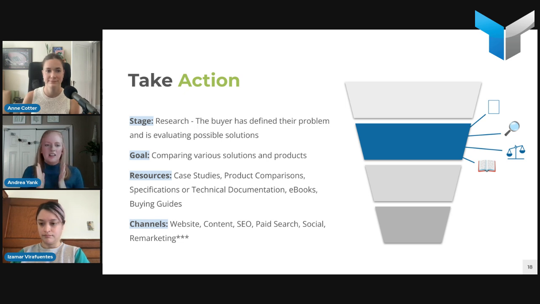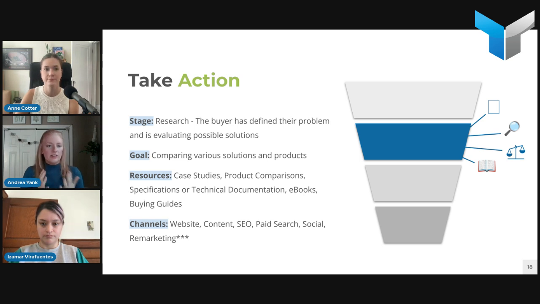And then, so I have a quick example here. So taking action. If, let's say, somebody is at the stage of research. At this stage, for example's sake, the buyer has defined their problem and they're evaluating possible solutions. So their goal is to compare various solutions and products at this stage.